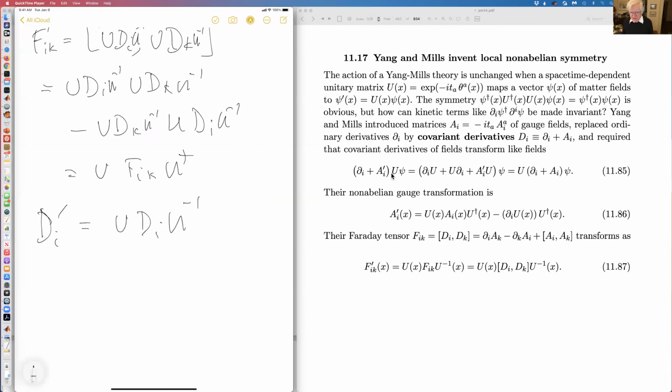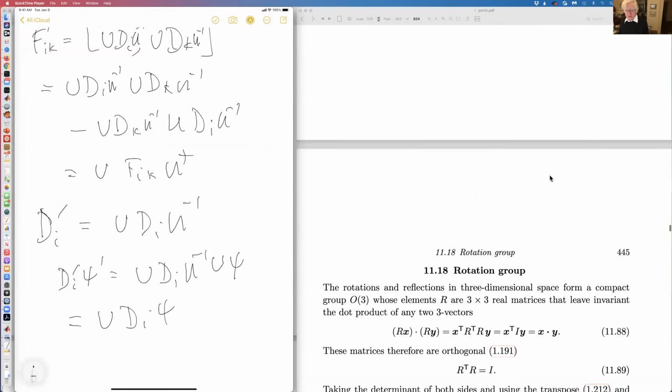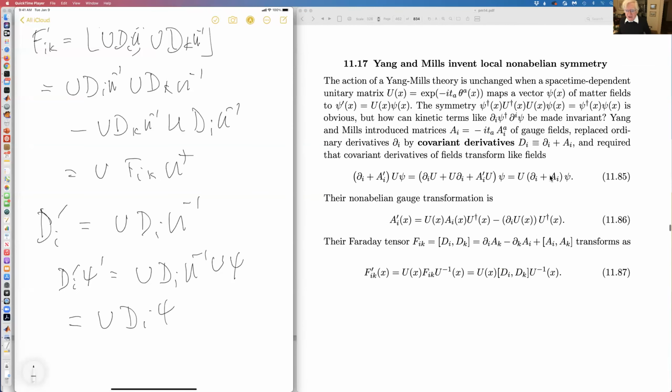So then the left-hand side of the equation is D_i prime psi prime, which is U D_i U inverse U psi, which is equal to just U D_i psi, which is what we wanted. So that's, it's not the whole story of Yang-Mills theory, but that's the basic idea of Yang-Mills theory.